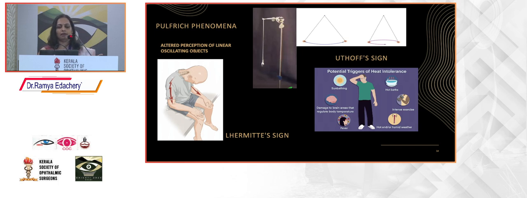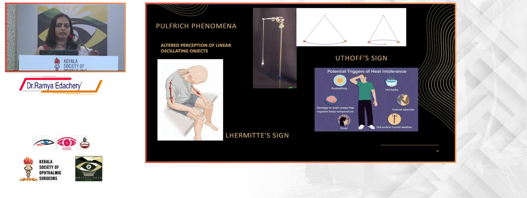So there are some phenomena associated with this optic nerve. One is the Pulfrich phenomenon. Normally when a pendulum rotates from one side to another, it moves in a linear fashion. But if you have optic neuritis, there is decreased conduction on one side, so the patient will see a parabolic effect rather than a linear one. Okay. Then Pulfrich phenomenon I have already explained.